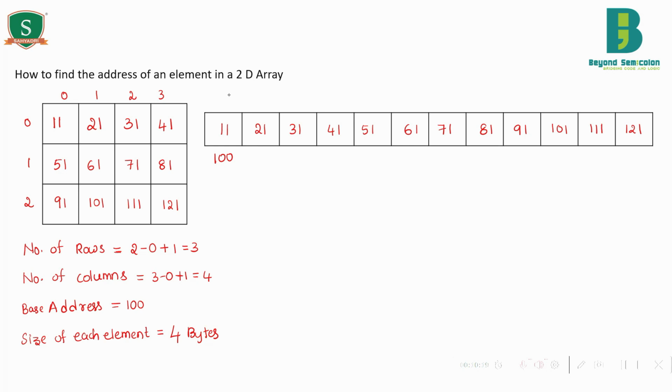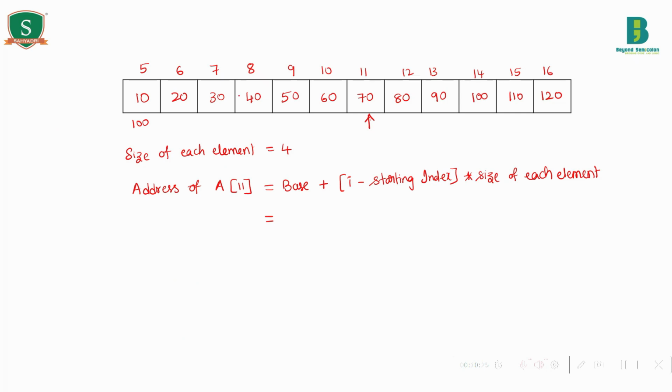In this video, we are going to see how to find the address of an element in a two-dimensional array. Before that, we will revise how to find the address of an element in a one-dimensional array. Consider this array where the starting index is 5 and the last index is 16. So the total number of elements is 16 minus 5 plus 1, so there are a total of 12 elements in this array. Size of each element, consider it's 4 bytes.